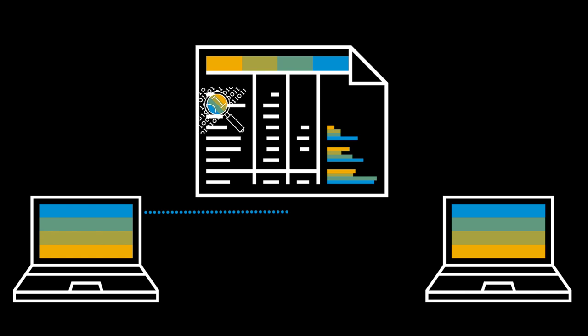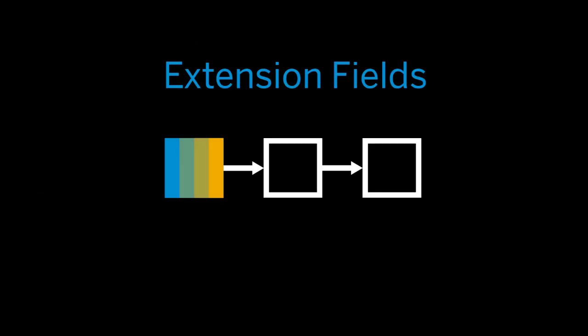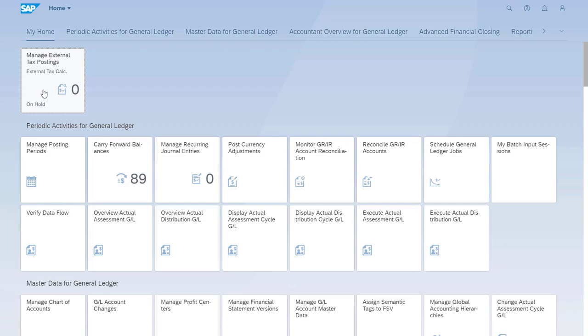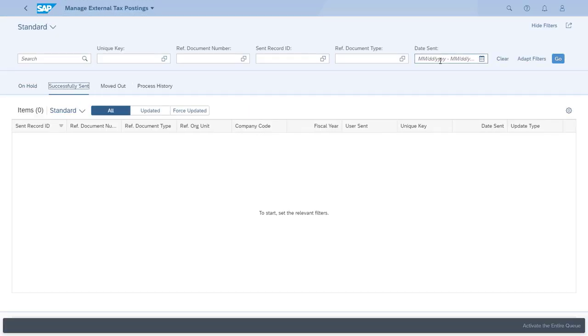Hi, we want to show you some more about how you can use the external tax solution for the United States to get even more detailed, accurate information about your tax results and the information that you've sent to your external tax partner. First of all, let's have a look at how we can extend our views using extension fields delivered standard by SAP. I'll go into the Manage External Tax Postings app, then open the Successfully Sent tab.